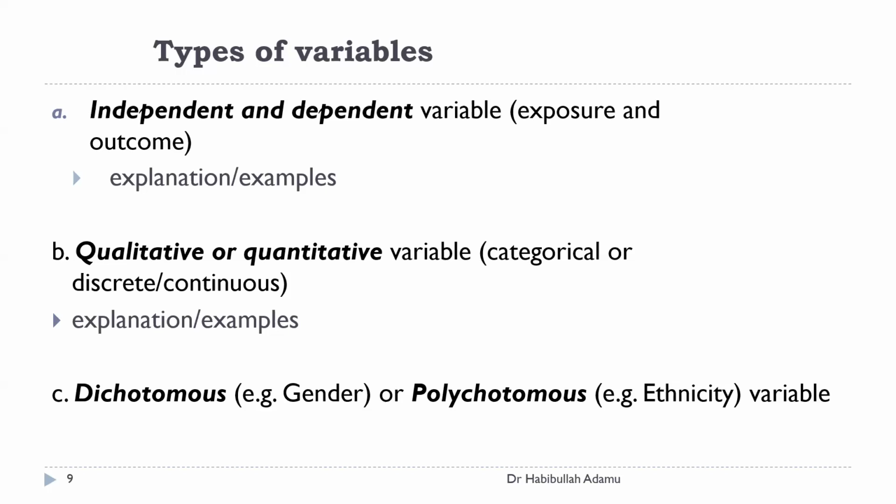A polychotomous variable is variable that has more than two categories. For example, ethnicity. So ethnicity in Nigeria, I think, is almost 300 ethnic groups. So religion, level of education, and so on and so forth. All these have different categories. Severity of disease, mild, moderate, severe. All these have categories that are more than two, so they are polychotomous variables.